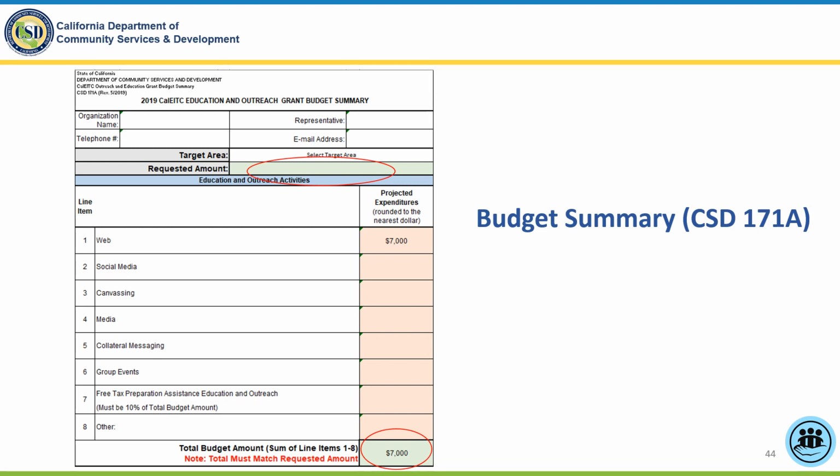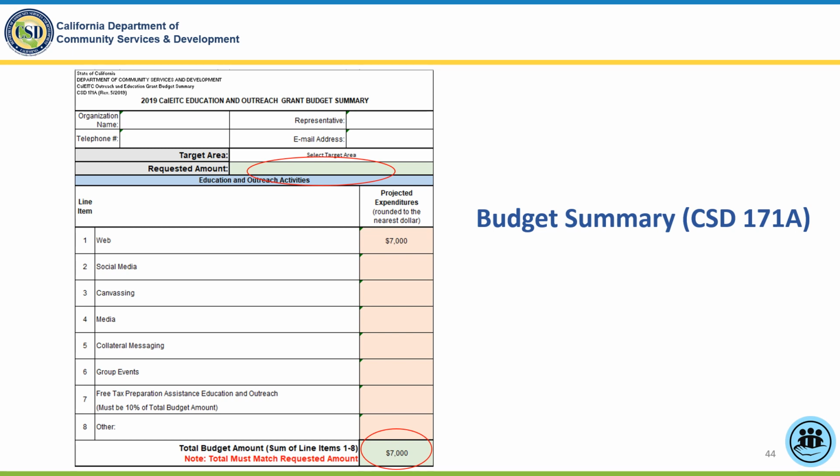Please note, indirect cost rates should not be listed in the Other category. Administrative costs should be included within the individual activity. For example, if you have staff time allotted to canvassing, we would expect to see a proportionate amount of administrative costs in the canvassing category for staff.